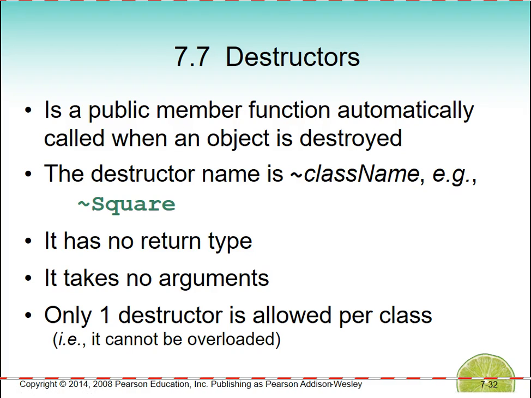In C++, we also need to include a destructor in our classes. The destructor is a public function that is automatically called when an object is destroyed. I will show you an example with the circle class in just a moment. It has no return value, it takes no arguments, and there is only one destructor allowed per class. It cannot be overloaded. I'm going to switch to Visual Studio and show you how to do that with the circle class.